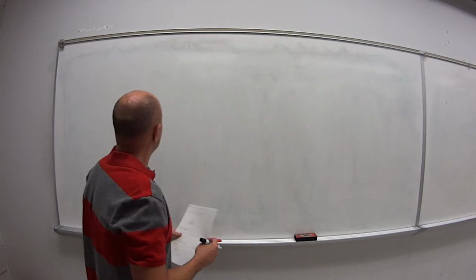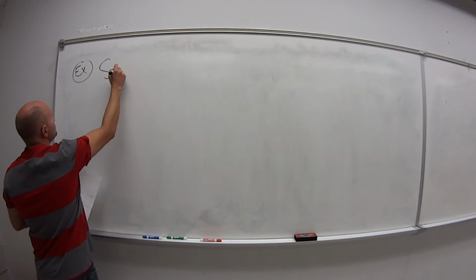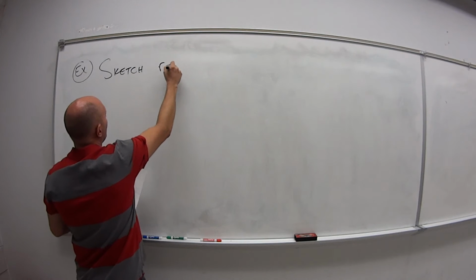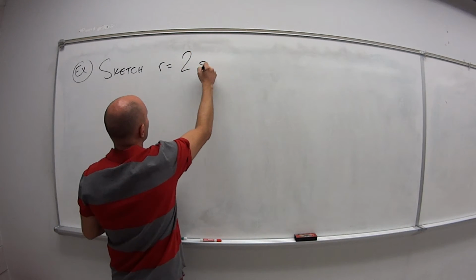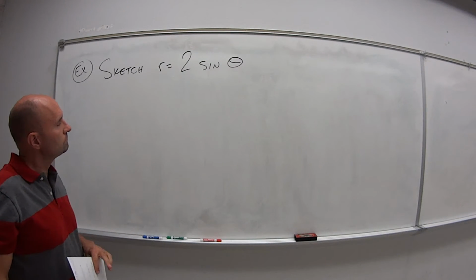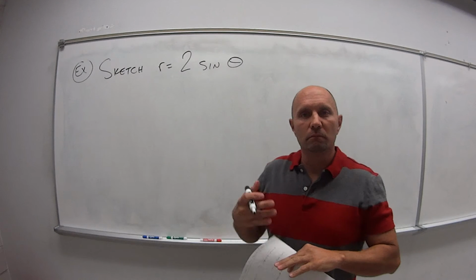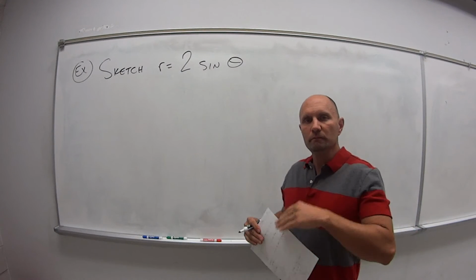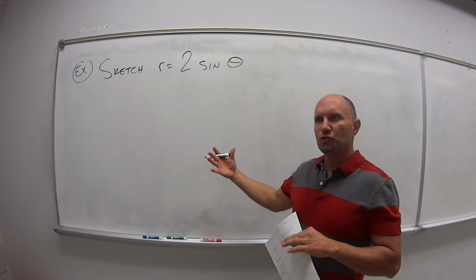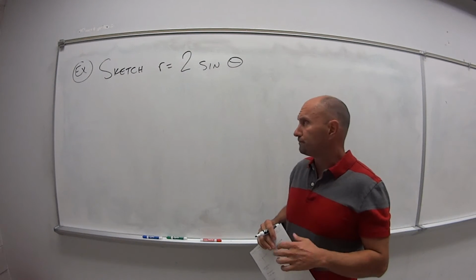So let's say we're given the following. Let's say we want to sketch r is equal to 2 sine of theta. When we first learned how to do graphing, what was the methodology? We plotted points. I'm going to show you some shortcuts of how to remember what some of these different graphs look like that we're going to do.